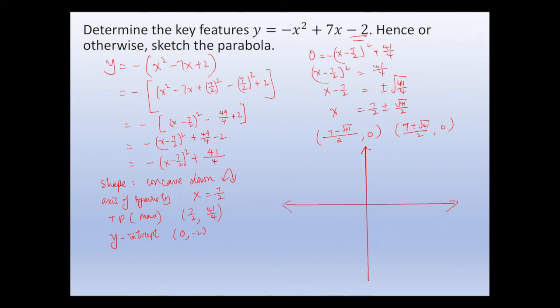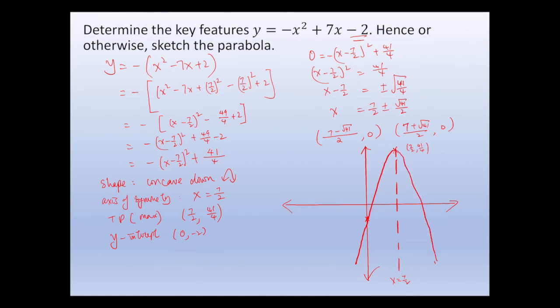Again, remember I use the word sketch, so it's not to scale. You know that the axis of symmetry is 7 over 2, so let's say somewhere here, and the y-intercept is somewhere here. This is the axis of symmetry, x equals 7 over 2, and the y-intercept is here, (0, -2). This point here would be the turning point, (7/2, 41/4).